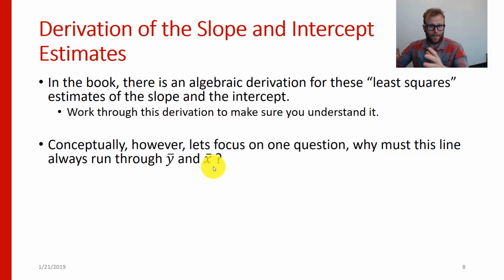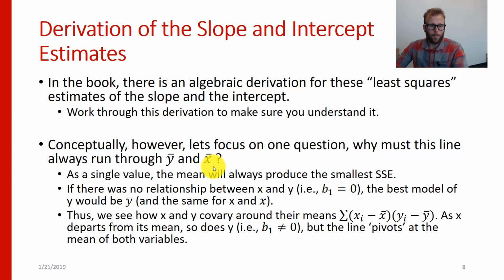Okay, do you have an answer? Well, first, consider that as a single value, the mean will always produce the smallest sum of squared errors, as we've shown mathematically and talked about in our previous lectures. Now, if there was no relationship between x and y, which is to say if beta 1 or b1 was truly 0, the best model of y would be y bar, right? It would be the average y. And the same is true for x.